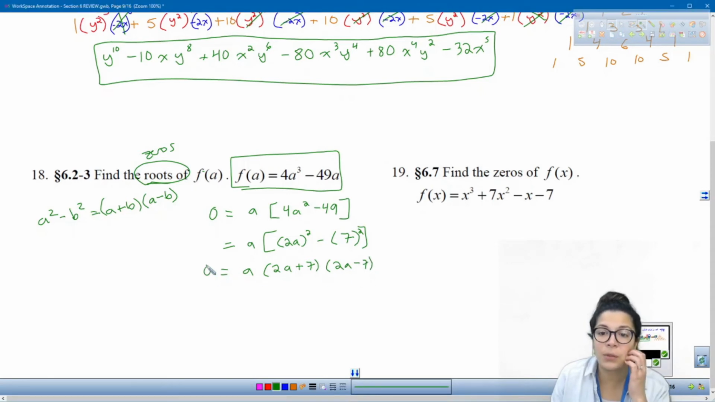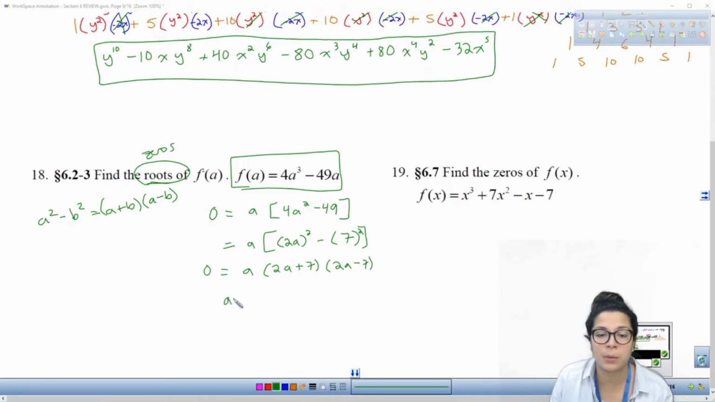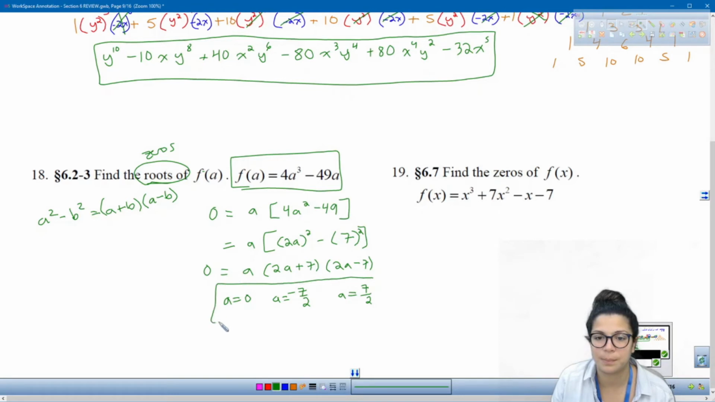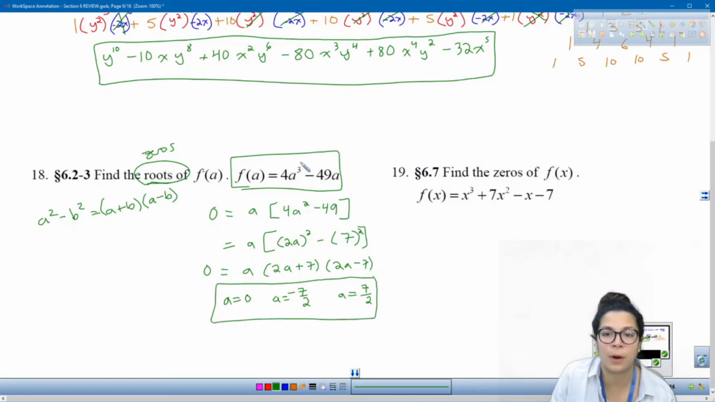And now set each of those factors equal to 0. A equals 0 would just give you a equals 0. 2a plus 7 equals 0: you would subtract 7 and then divide by 2. So a equals negative 7 over 2. And the last one, 2a minus 7 equals 0: you would add 7, positive 7, and then divide by 2. So you get a equals positive 7 over 2. So we have 3 zeros for our degree 3.